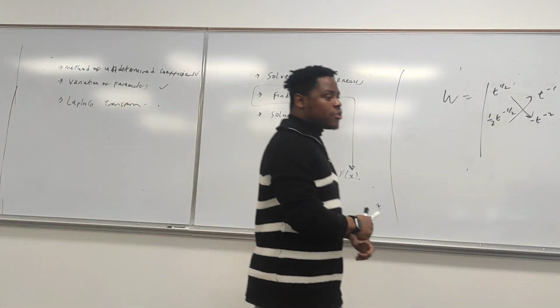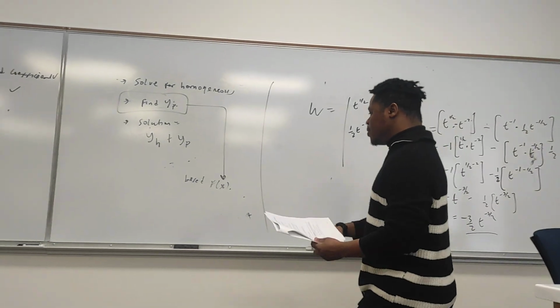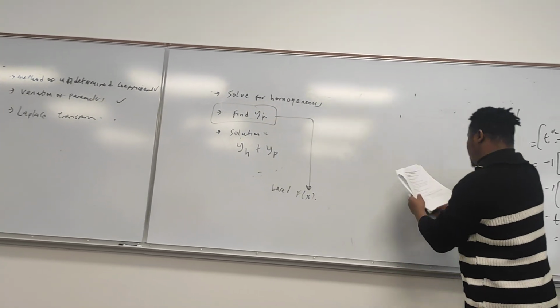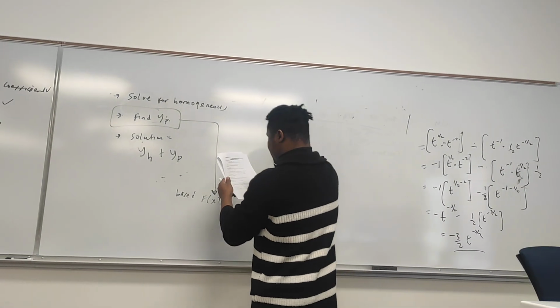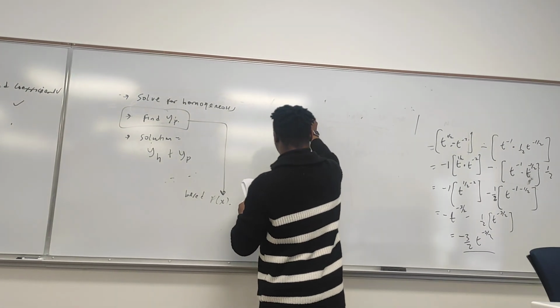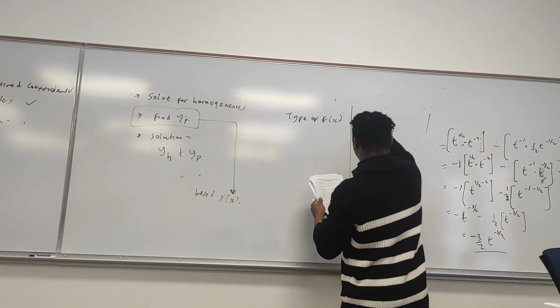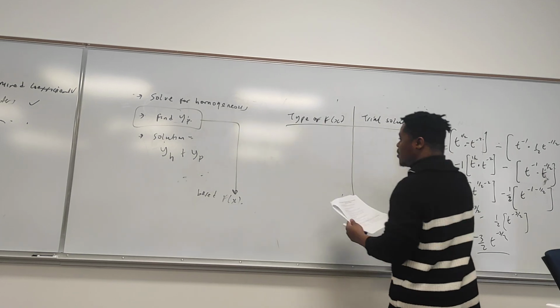If you go to page 3 of your worksheet, there is a table I gave you. That table will help you. I'll do examples, you'll see. The table says type of f of x and the trial solution you would use.